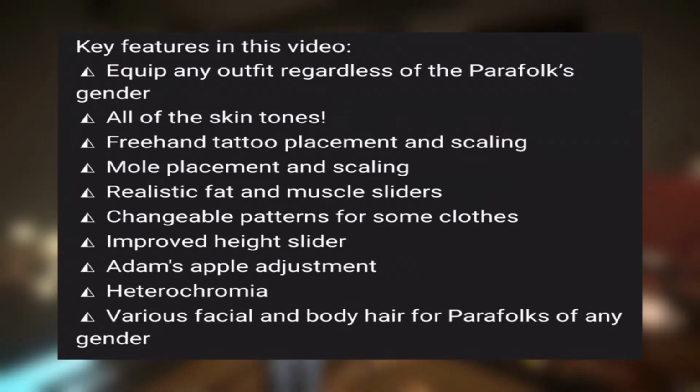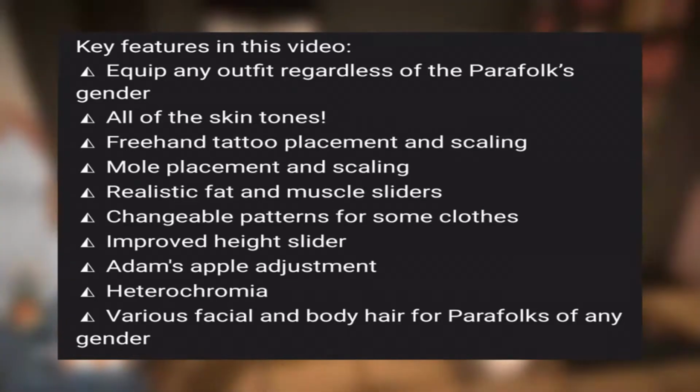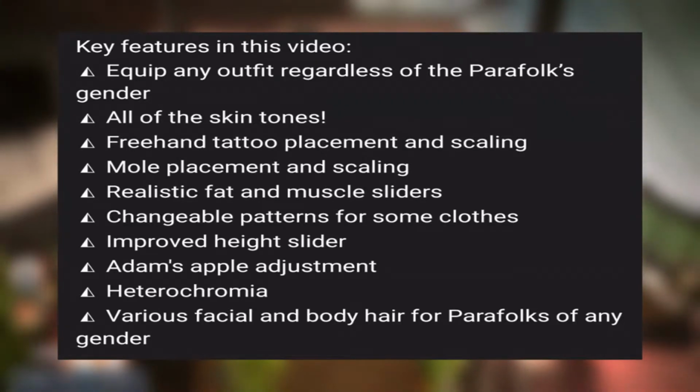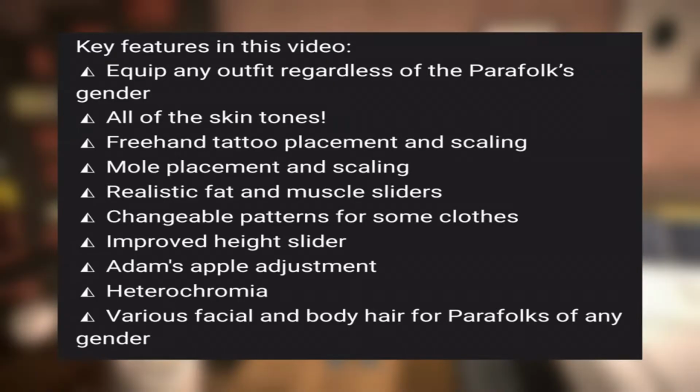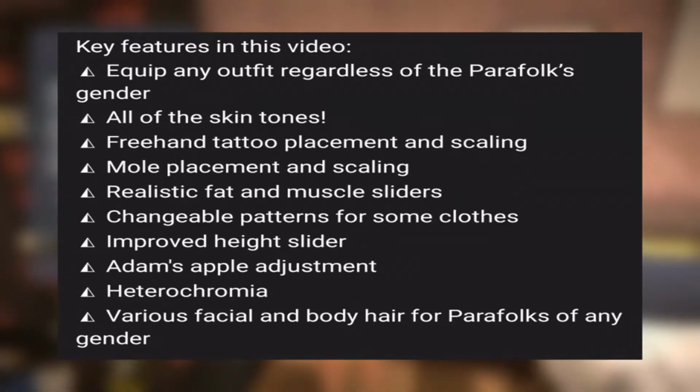So under the description of the Paramaker overview video, they note some key features that they've added in to the PAM. So we have equip any outfit regardless of the Parafolk's gender, which is a tick tick tick, all of the skin tones, freehand tattoo placement and scaling, mole placement and scaling, realistic fat and muscle sliders, changeable patterns for some clothes, improved height slider, Adam's apple adjustment, heterochromia, and various facial and body hair for parafolks of any gender.